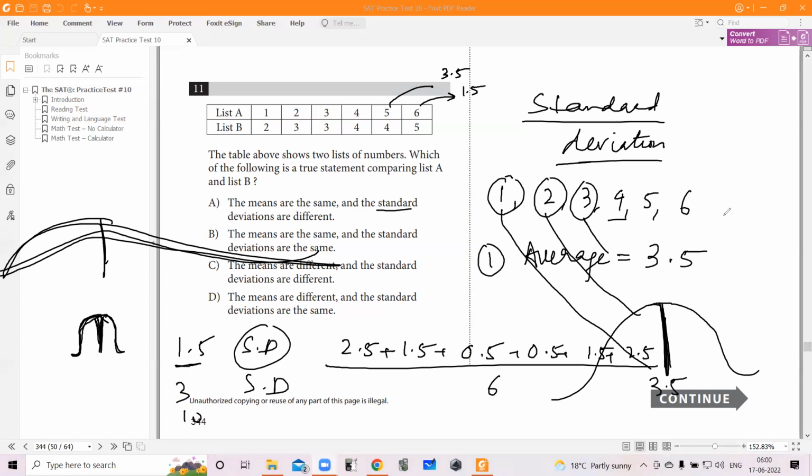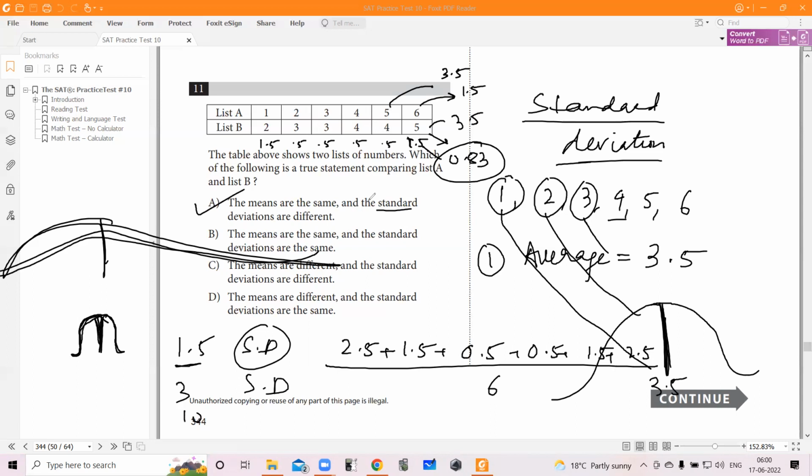What about the standard deviation? I think the deviation will not be more for list B. It seems to be 0.83. Right, so I'm right. So 0.83. So the deviation is different and the mean is same. Which option? The means are same in the standard deviation. That's the answer.